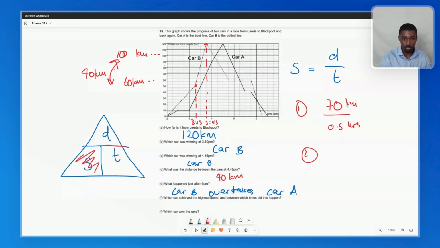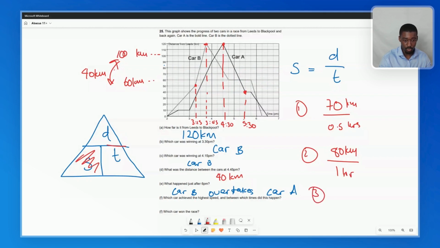What about scenario two over here? How many kilometers in distance? We're going from 120 to 40. So 80 kilometers. What's the time? Well, trace it downwards. We're going from 4:30 to 5:30. So 80 kilometers in 1 hour.